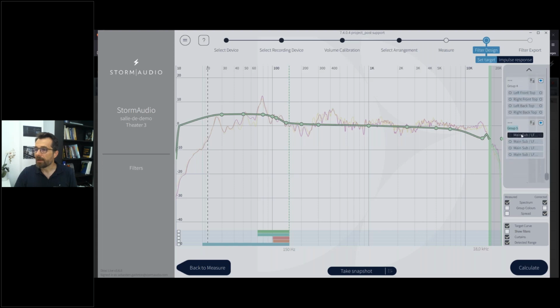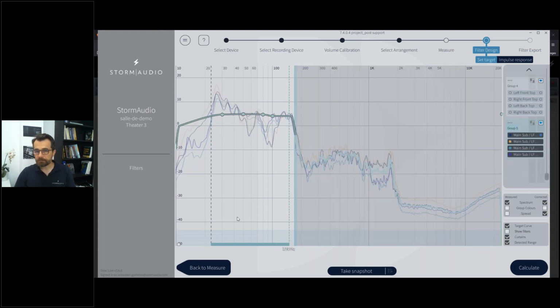So going back to the subwoofer, in the basic configuration, you can see that I have my 4 subwoofers of my room. They are all in the same group. Okay, so that's my ART subwoofer group.